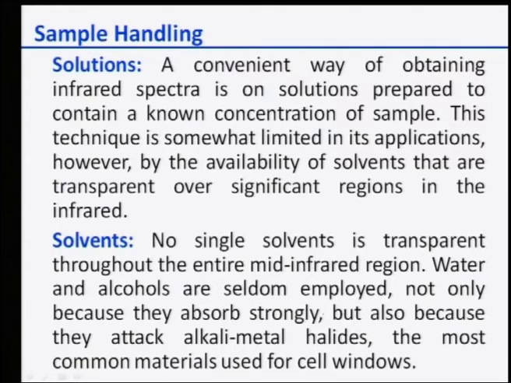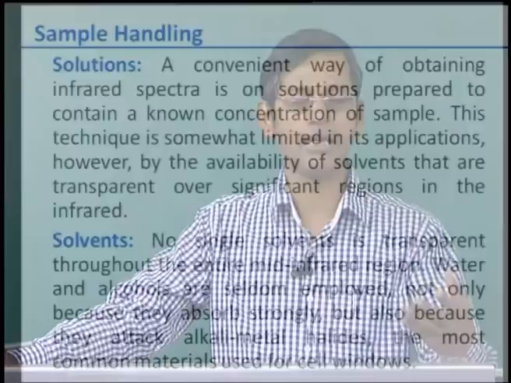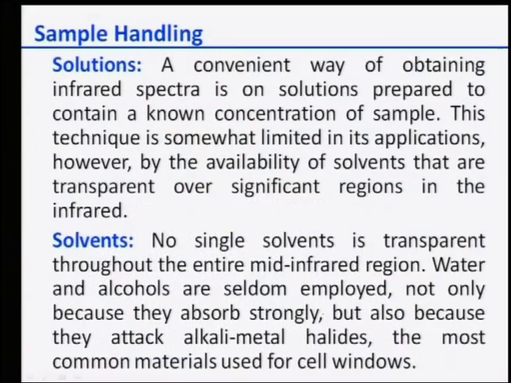The second thing we normally use in FTIR is solvent. How to handle the solvents? Normally you have to have a solvent to dissolve the unknown compound which you are going to analyze. No single solvent is found to be transparent through the entire infrared region. That's a big problem. Water and alcohols are seldom employed. You cannot employ them because they absorb infrared, which could create problems. Not only that, they can also attack many of the alkali metal halides and other materials used for the windows of the infrared spectroscope.